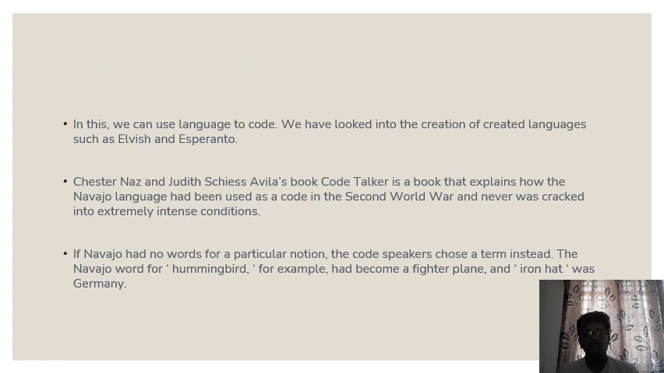In this we can use a language as a code. We have looked into created languages such as Elvish and Esperanto. Chester Nez and Judith Avila's book Code Talker explains how the Navajo language was used as a code in the Second World War and was never cracked, even in extremely intense conditions. If Navajo had no word for a particular notion, the code speakers chose a term instead. The Navajo word for hummingbird, for example, became fighter plane, and Iron Hat was Germany.